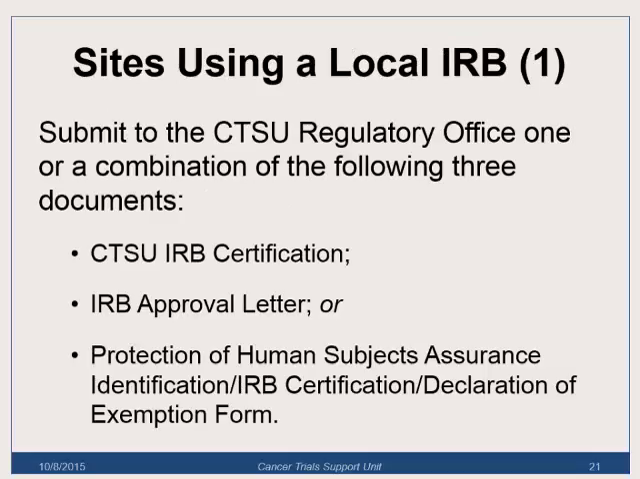For sites using a local IRB, you need to submit to the CTSU regulatory office one or a combination of the following three documents: the CTSU IRB certification, the IRB approval letter, or what used to be called the 310 form, the Protection of Human Subject Assurance Identification, IRB certification declaration of exemption form. And for IRBs that do not use the certification form, you can send the approval letter with the top half of the IRB certification form, and that will help speed up the process.